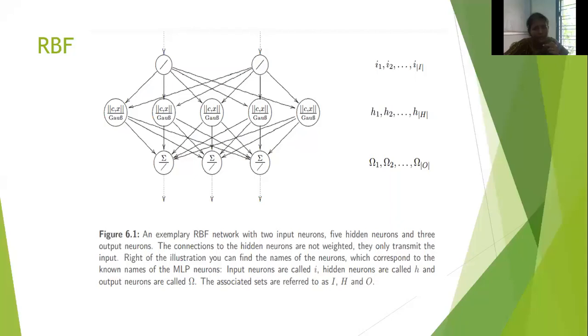The RBF network, radial basis function. The connections to hidden neurons are not weighted. They only transmit the input. You will not consider any weights from input layer to hidden layer.